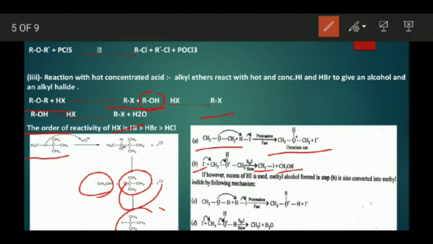But when we consider hot HI, then this methyl alcohol is further protonated, and after elimination of water, the nucleophile will attack and it forms this methyl iodide. So in cold condition, one molecule forms the iodide and the other forms alcohol. But in hot condition, both will convert into the iodide. This is the reaction.